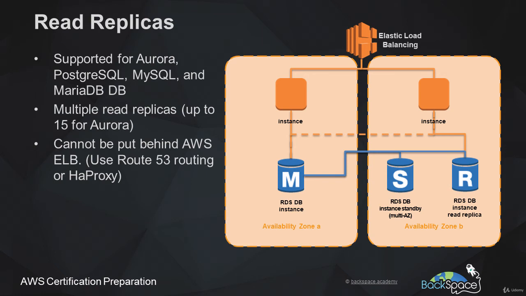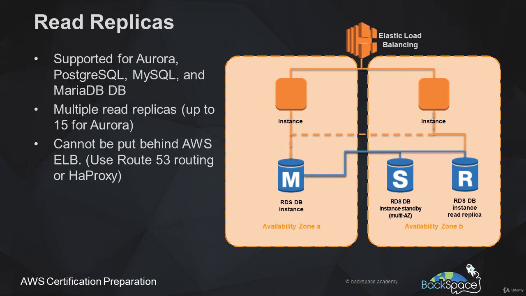So another feature is read replicas, and that's supported for Amazon Aurora, PostgreSQL, MySQL, and MariaDB databases. And you can have multiple read replicas, not just one. So Aurora, for example, can have up to 15 read replicas.